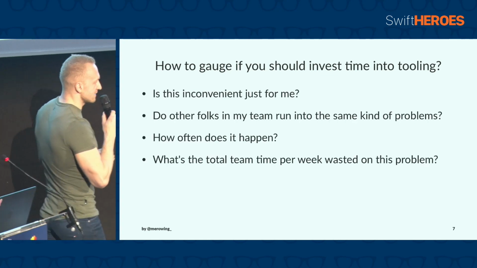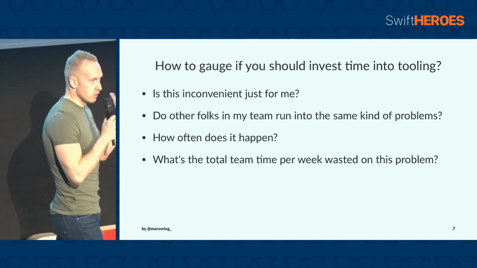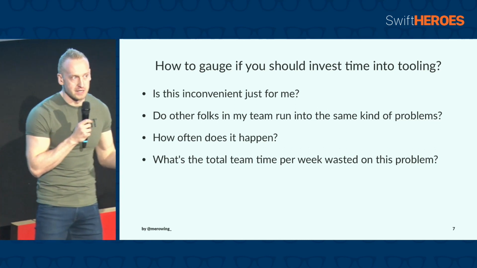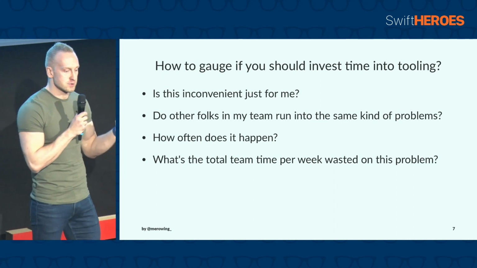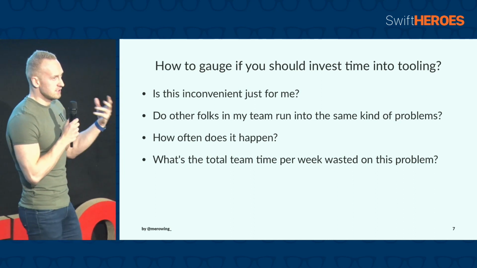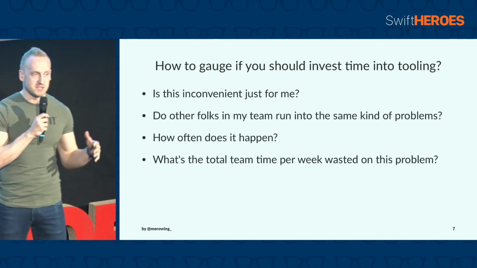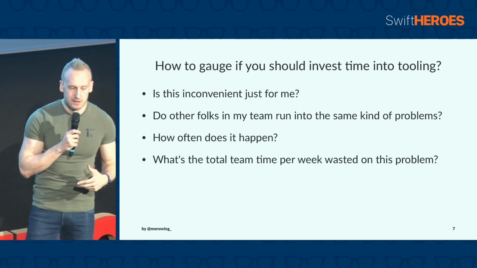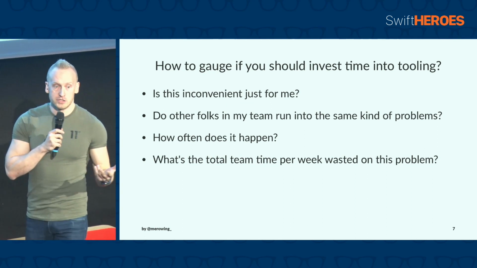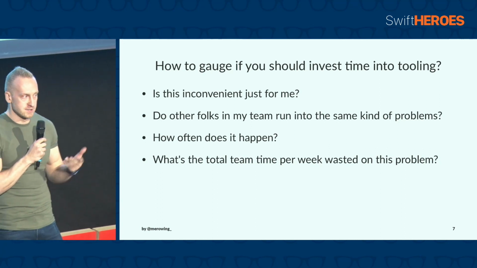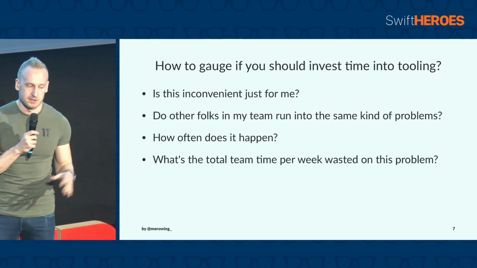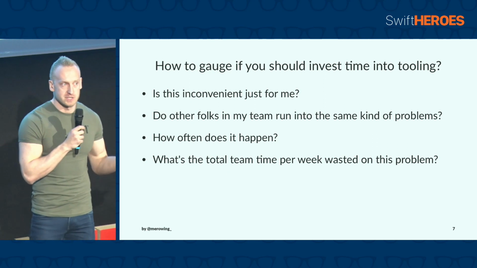The first question I ask is about the roadblock. Let's say I'm working on a feature and I run into something that doesn't feel right. The first question I always ask is, is this inconvenient just for me? Is this very specific to the kind of feature that I'm building, or does it affect other teammates? Does it affect the community? Is this common in Swift? Is this a problem at that scale?